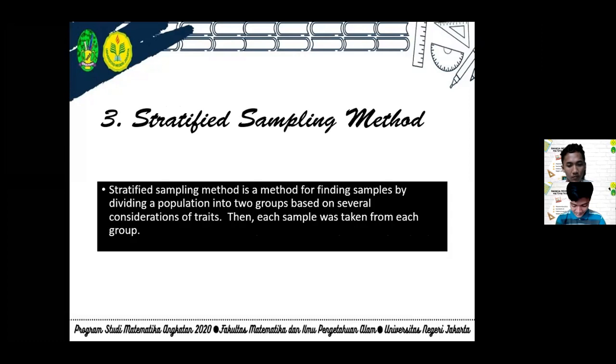Three, stratified sampling method. Stratified sampling method is a method for finding samples by dividing a population into groups for consideration, and each sample is taken from each group.